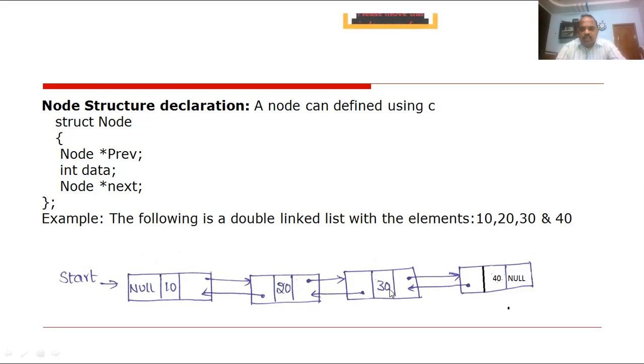Again, this is another node, with its previous equal to the previous node. Then the previous node to next equal to another node. Then another node to data equal to 30, like this. The last node to next equal to null. So how many nulls here? The first node to previous equal to null and the last node to next equal to null.